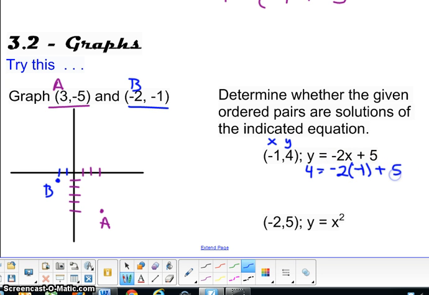Please be pushing pause along the whole entire video just to make sure you're writing everything down. Okay, so let's go ahead and solve. The goal here is to get both sides to equal each other. And as you can see, 4 does not equal 7, so therefore we would say that (-1, 4) is not a solution. Nope, not.